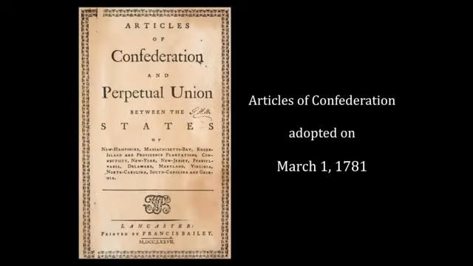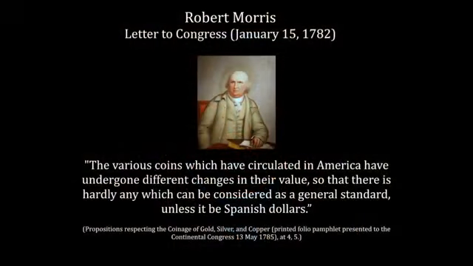Following the adoption of the Articles of Confederation on March 1, 1781, the United States earnestly began to seek a monetary system. In his letter to Congress on January 15, 1782, Robert Morris, Superintendent of the Office of Finance, commented that the various coins which have circulated in America have undergone different changes in their value, so that there is hardly any which can be considered as a general standard, unless it be Spanish dollars.